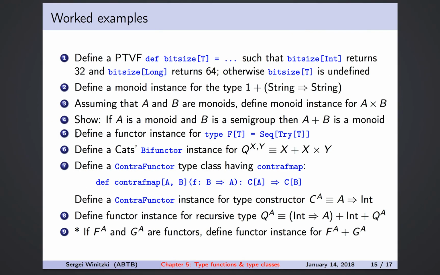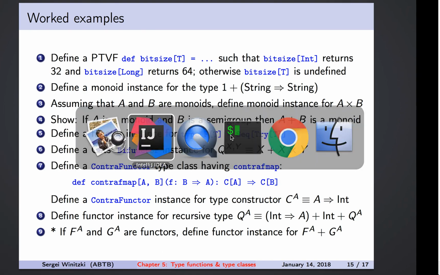The next example is to define a functor instance for this type. Now here we're using try, which is a Scala standard library API, which is not a data type, it's a special thing defined in the Scala library. Sequence is another thing defined in the Scala library. So we're just trying to say, how can we do things with Scala library defined type constructors? Can we make them into functors in terms of GADTs library, let's say?